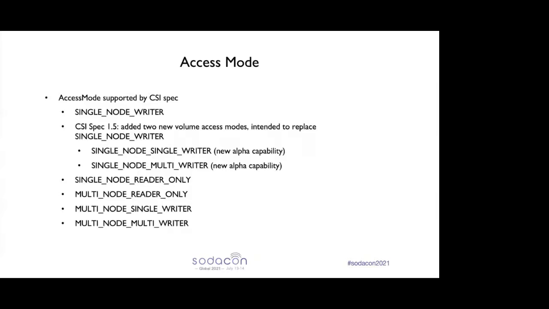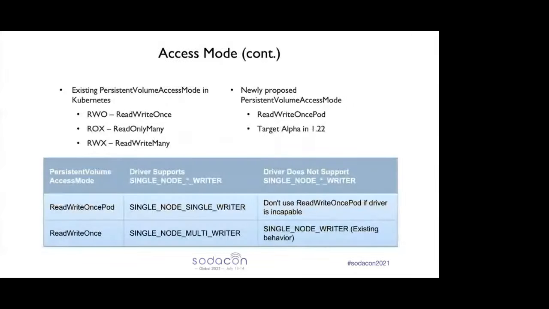To solve this problem, in CSI 1.5, we introduced two new access modes: single node single writer and single node multi-writer. In Kubernetes, there are three persistent volume access modes. They are read-write once, read-only many, and read-write many. We are proposing to add a new read-write once pod persistent volume access mode, targeting alpha in 1.22.